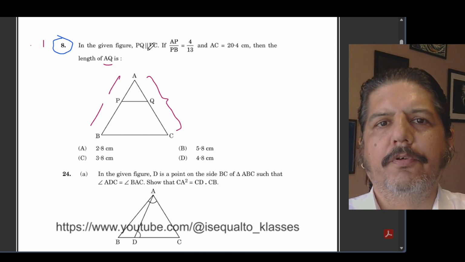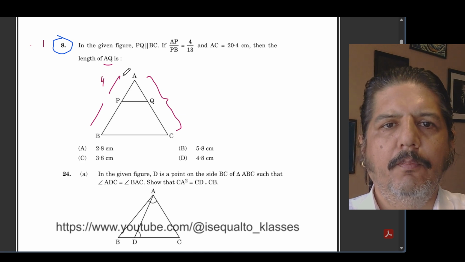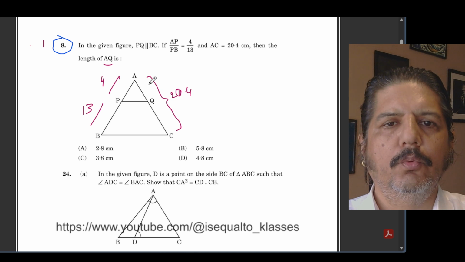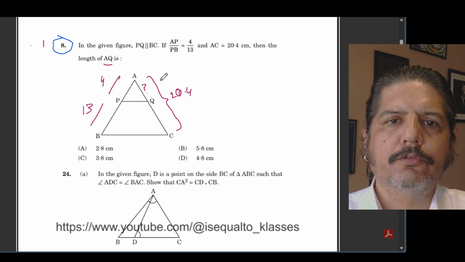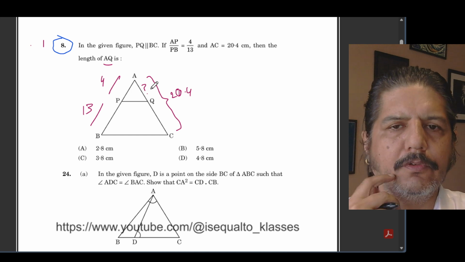So in the given figure, PQ is parallel to BC, AP upon PB is equal to 4 by 13, and AC is equal to 20.4. Then find the length of AQ. So we have to find this length, this AQ length. See, a lot of students make this mistake because, while taking the ratios, they confuse the issues.